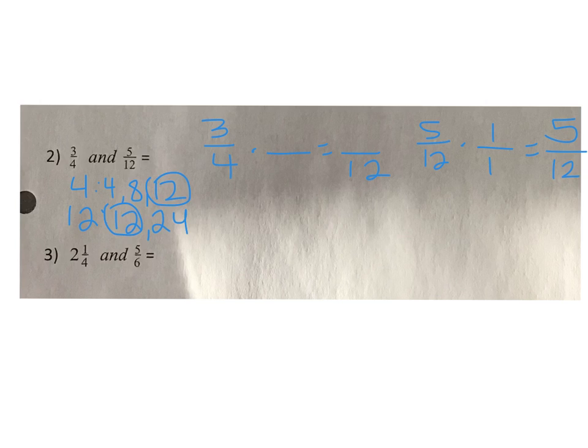So 4 times what gives me 12? 4 times 3. And then whatever you do to the bottom, you do to the top. So 3 times 3 equals 9. So 9/12 and 5/12. So we change them to have a common denominator.